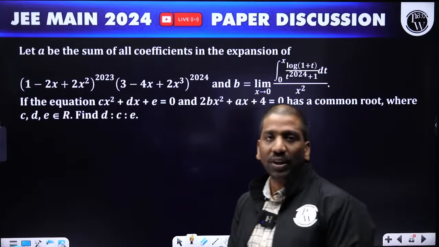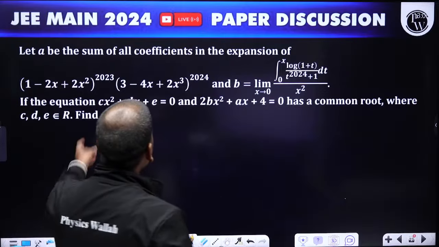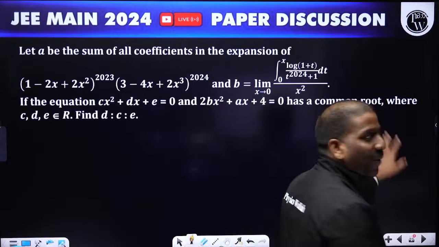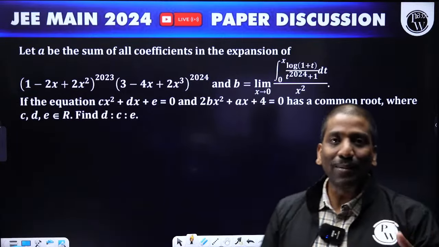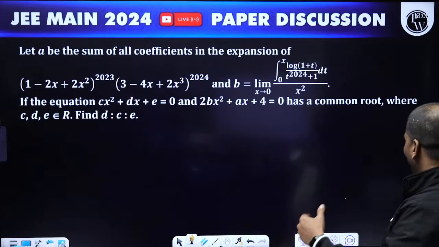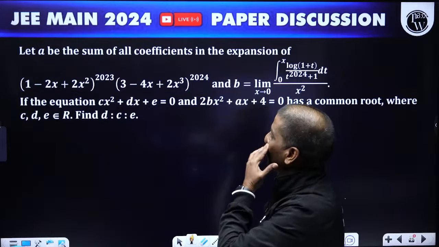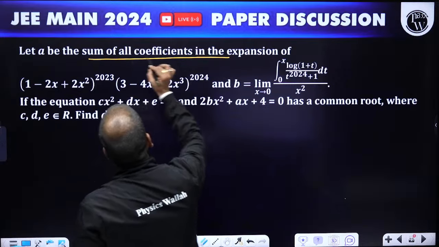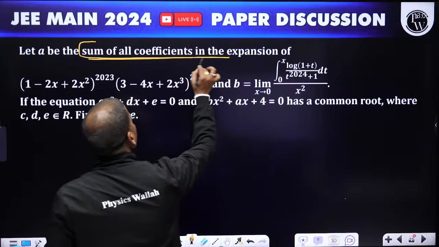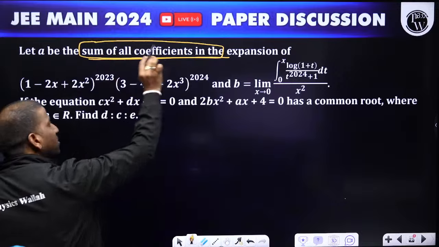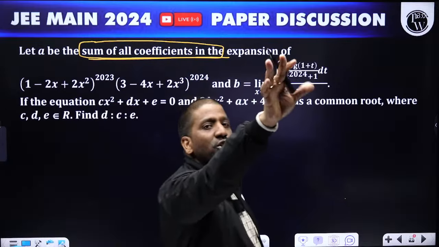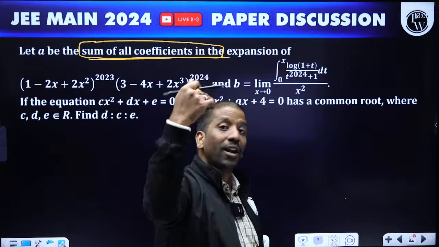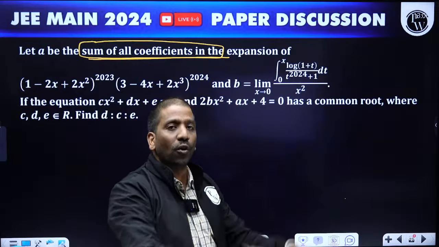A beautiful question. And it is linked with binomial limits, binomial limits and quadratic expression. So these three parts are given. Let A be the sum of the coefficients in the expansion. When we want the sum of the coefficients, we just put the variable equal to 1. Even if we have more variables, always we put the variable equal to 1 so that we will get the sum of the coefficients.